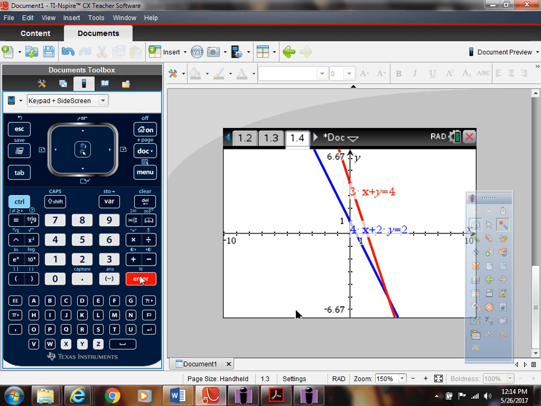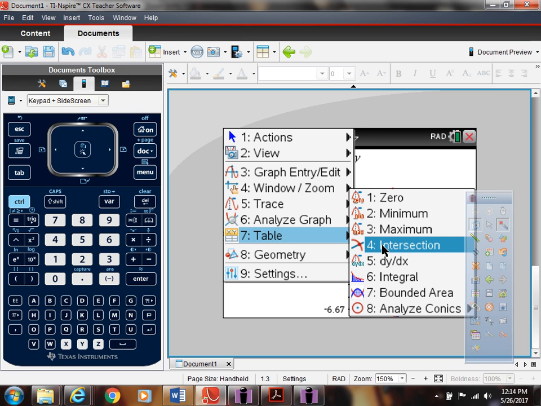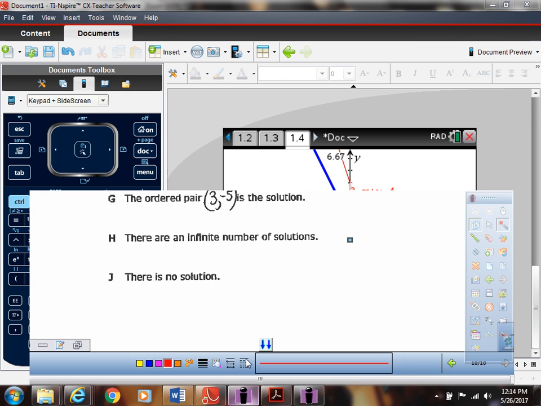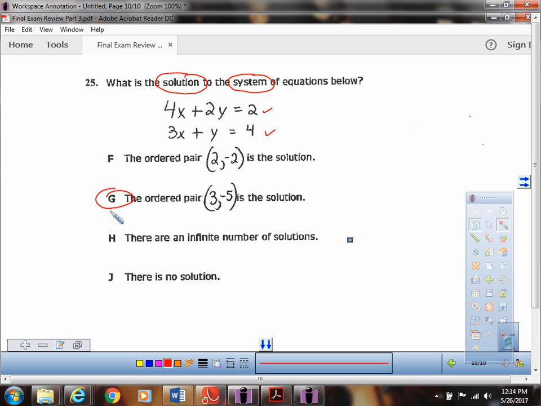Notice they do intersect, so it's definitely not no solution, and it's definitely not infinite solution, but we need to see menu 6-4, for intersection. Menu 6-4, find out where they intersect. So there's your solution right there. So 3, -5. G, right? G. Make sure you fill out the passage.